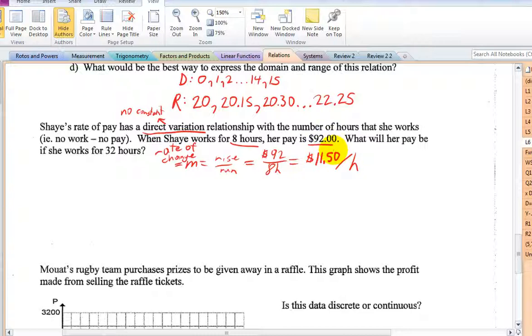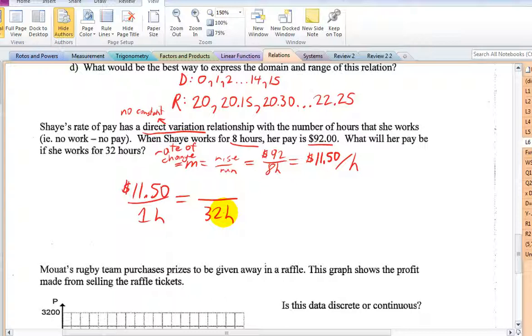All right, so Shay makes $11.50 per hour. Do you see how the slope helps find the pay? Now what you want to do is use that for 32 hours. So she gets $11.50 per 1 hour. What is that going to equal for 32 hours?